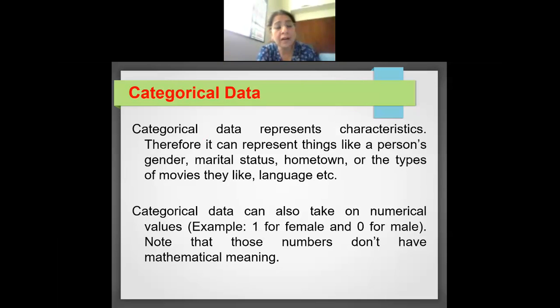Categorical data is data which is not in the form of numbers, which represents characteristics. For example, marital status, hometown, nationality, the movies they like, the languages they speak, things we ask them. Those data types are basically categorical data. They are not in numbers. Gender is male or female; though you can convert female to 1 or male to 0, this 0 and 1 doesn't have any mathematical meaning.